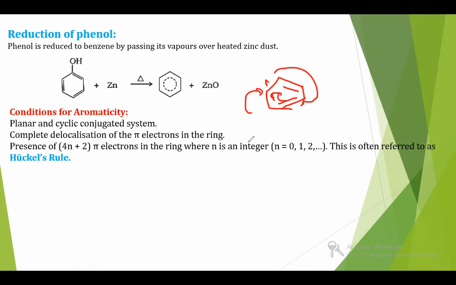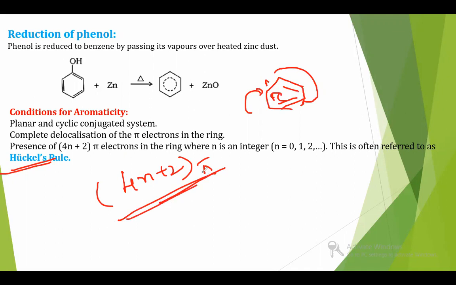And also it should follow Huckel's rule. Huckel's rule is 4n plus 2 pi electrons, which means the number of electrons in the ring should be 4n plus 2. What is n? n is an integer number, n is equal to 0, 1, 2, 3, 4. So the value it gives is the number of electrons. This is called Huckel's rule.